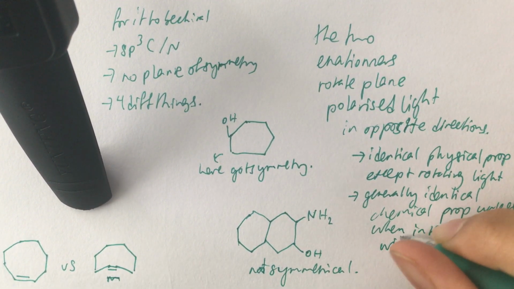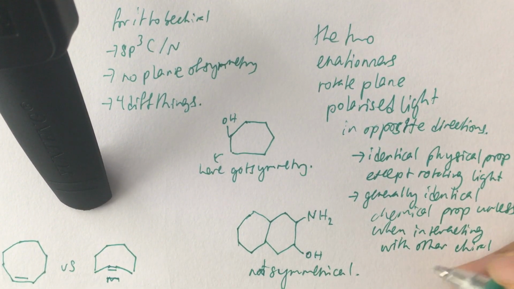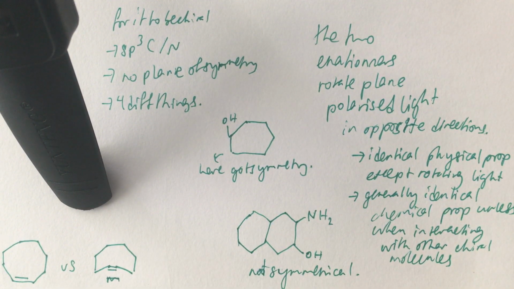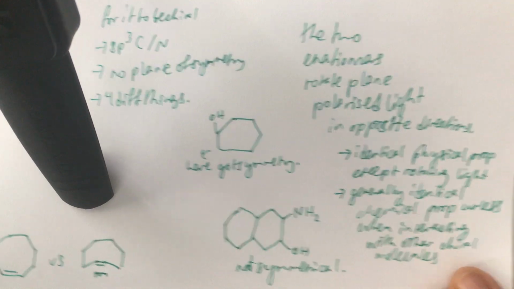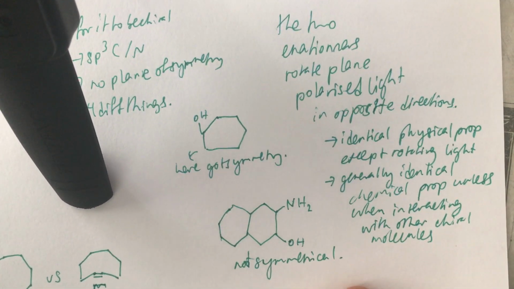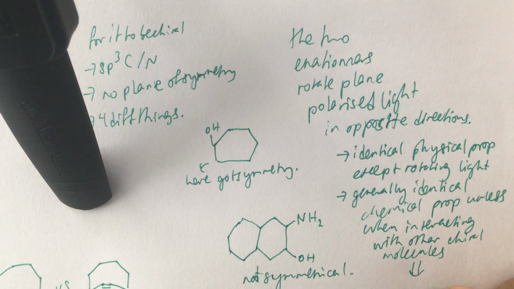You just need to know that they have identical physical properties and chemical properties, except for the fact that they rotate light differently and they interact with other chiral molecules slightly differently. Okay, so different stereoisomers exhibit different biological properties. Okay, so this is the important thing.